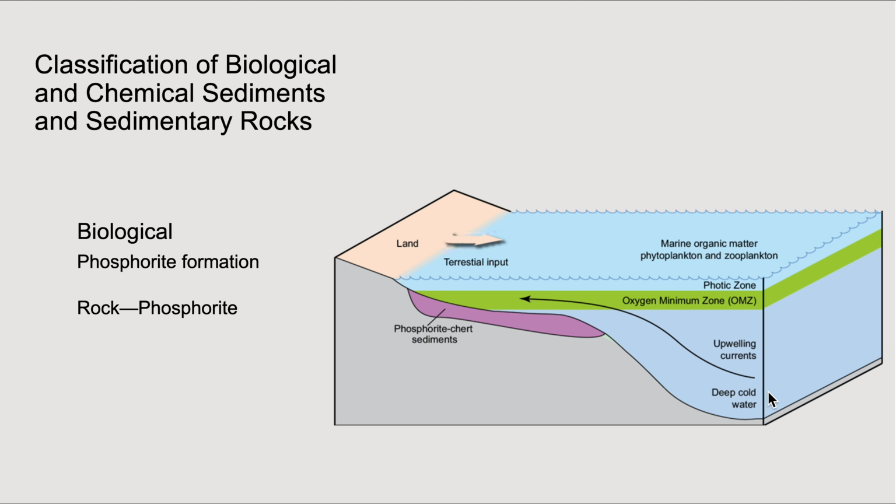Because the oxygen levels are low, there's little life to take advantage of this phosphorus-rich water. As soon as that phosphorus-rich water reaches the surface, it is now in the sunlit zone where biological organisms can suck it up and be deposited as phosphate-rich sediment. So this acts as a sponge for phosphorus, and these are very desirable deposits for fertilizer principally.